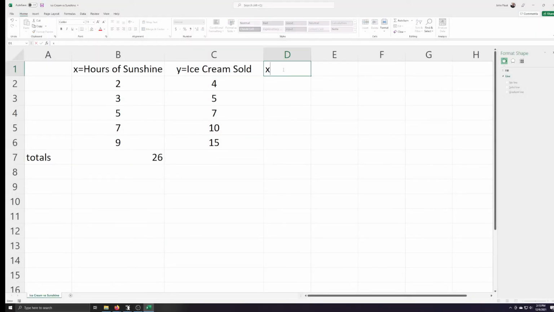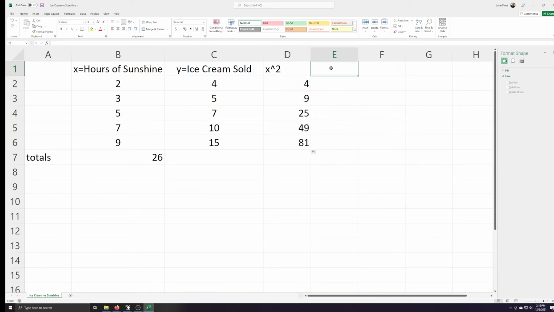So I need the X squareds. So this column is going to be X squared. So I hit equals. I click on the cell that contains the number 2, and I just square that number. So I hit enter, and I know 2 squared is 4. Now watch this. If I just scroll this down, that gives me 4, 9, 25, 49, 81. I don't have to worry about using a calculator. I don't have to worry about mentally doing it because sometimes I can make a mistake. I let the computer do the thinking for me.